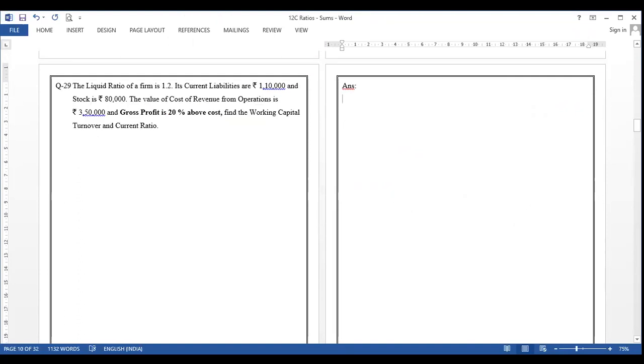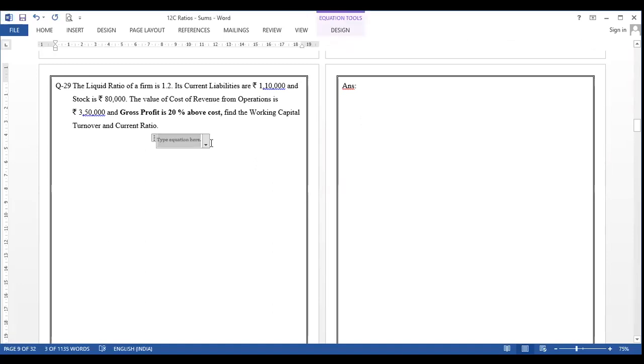Let us read this question. Liquid ratio of a firm is 1.2. Current liabilities is 1 lakh 10. Stock is 80. The value of cost of revenue from operation is 3 lakh 50. And the gross profit is 20% above cost. Find the working capital turnover ratio and current ratio. What is the hint? Like, from where should I start the sum?